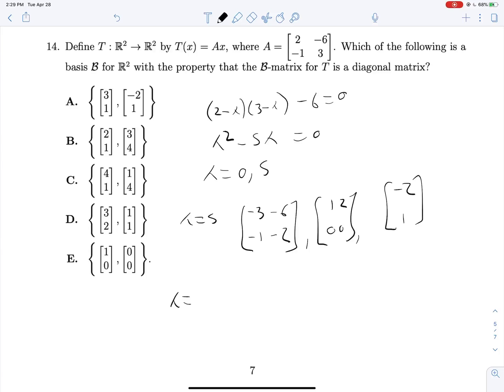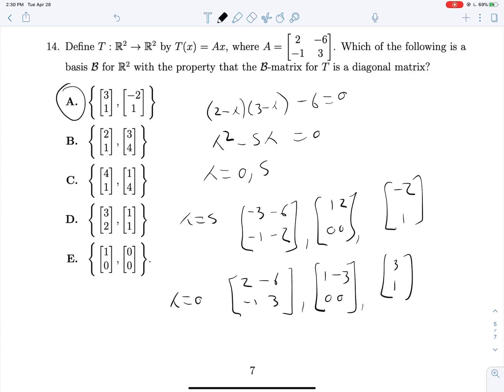Okay, and then for lambda equal to 0, our other eigenvalue, we get [2, -6; -1, 3] for A minus lambda I, which simplifies down to [1, -3; 0, 0], and so we get (3, 1) as an eigenvector. So in the end, the basis for which our transformation matrix is diagonal will just be composed of these two eigenvectors there.